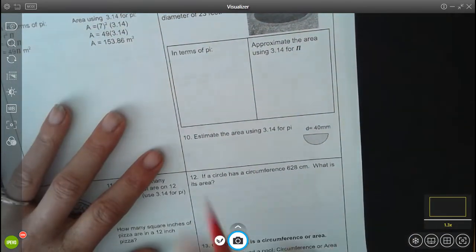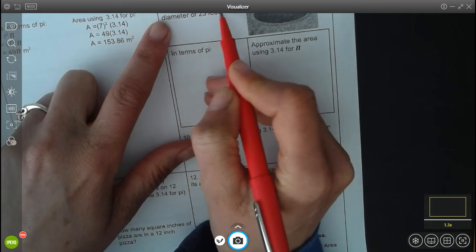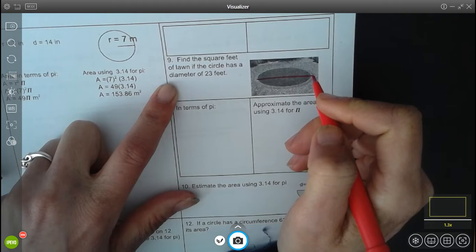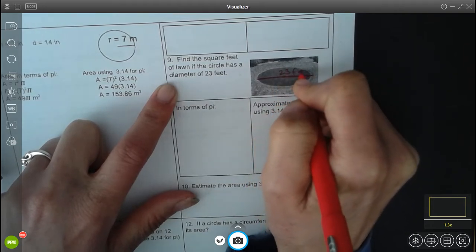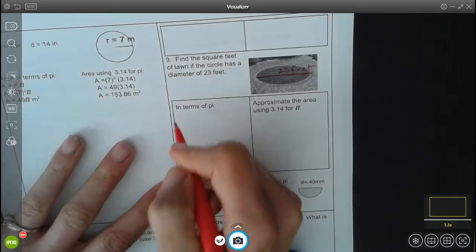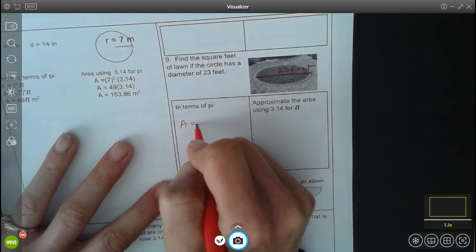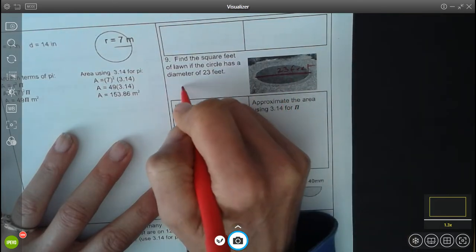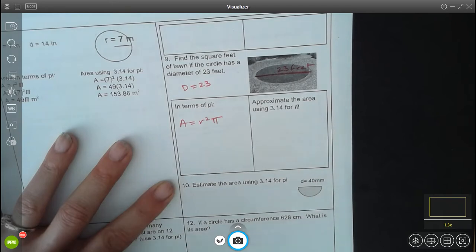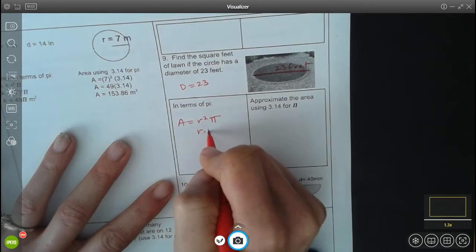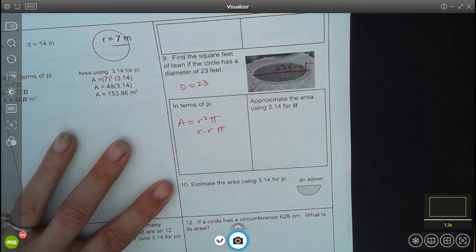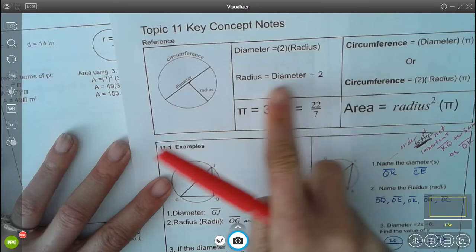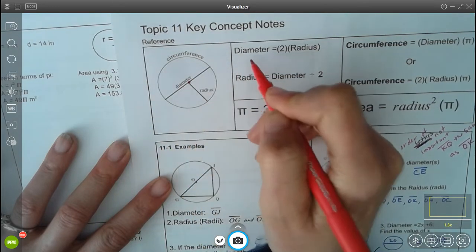Let's see here. Find the square feet of lawn if the circle has a diameter of 23 feet. Okay, let me start with my rule. My rule is area is equal to radius squared times pi. But this right here says it's a diameter of 23. How can I find my radius? Let me think back. It said over here that if I have a diameter, I need to cut it in half to get a radius, because a radius goes from the center to the edge.